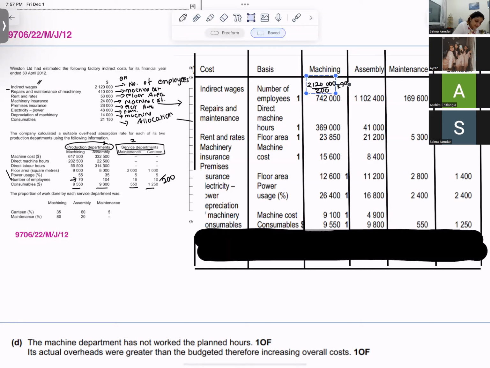Similarly, 20,000 divided by 200 into 104, into 16, and into 10. Here you have 104 employees, here you have 16 employees, and here you have 10 employees. So the total of your indirect wages is being apportioned on the basis of number of employees. So you will divide the total into that many parts and multiply it with the number of employees that you have.